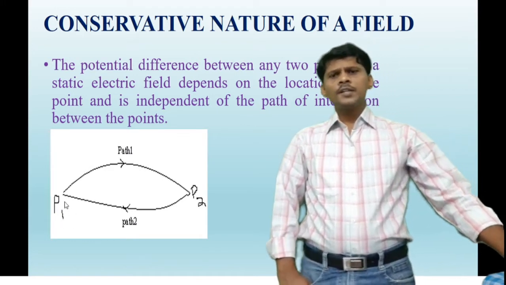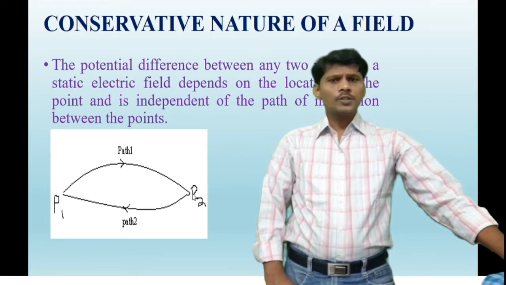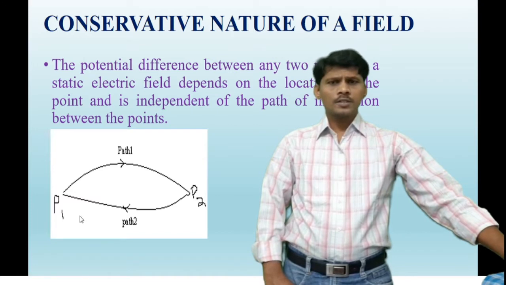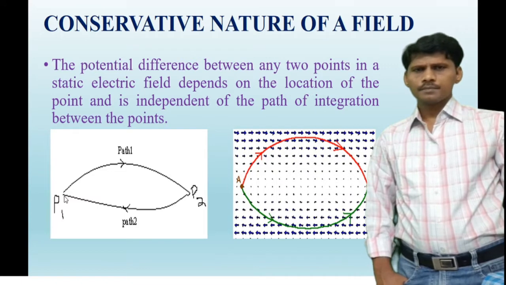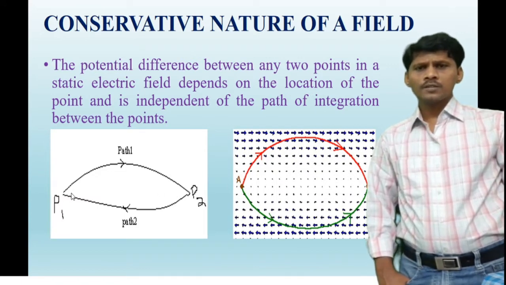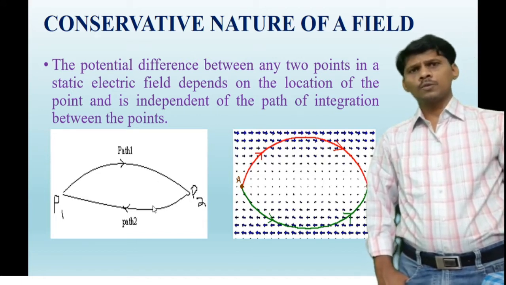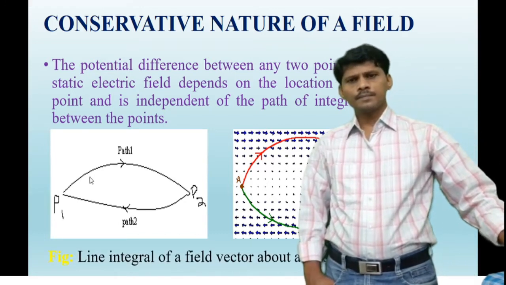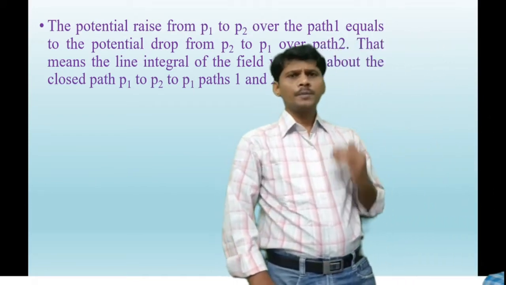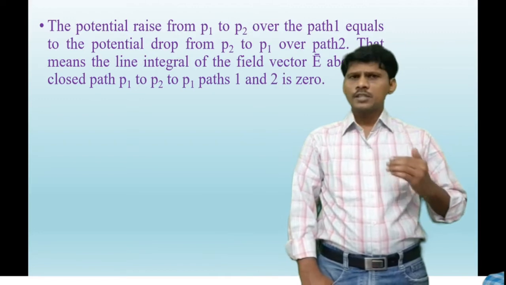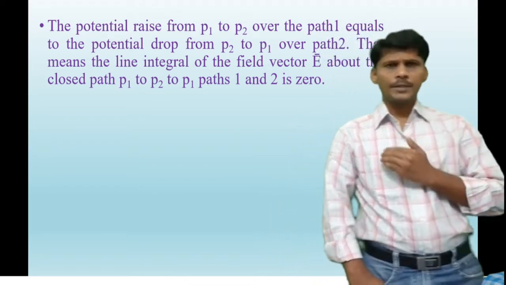So let us consider any 2 points, point P1 and point P2. P1 to P2 is the potential rise over path 1, and P2 to P1 is the potential drop over path 2. The potential rise from point P1 to point P2 over path 1 is equal to the potential drop from point P2 to point P1 over path 2.